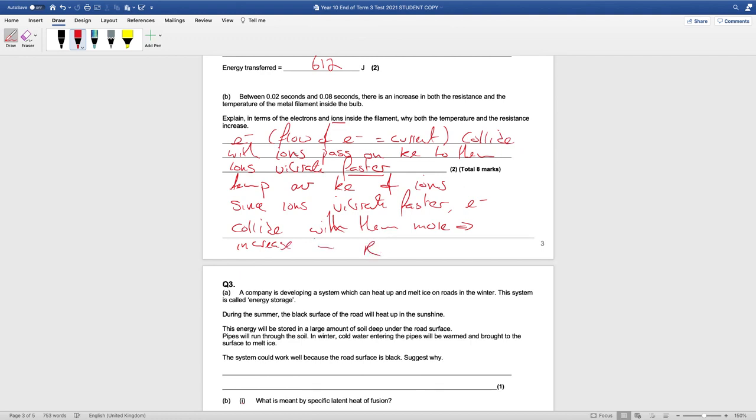Now, electrons collide with the ions, passing on kinetic energy. 1 mark. Ions vibrate faster. 1 mark. Temperature is a measure of the average kinetic energy of the ions. 1 mark. Since the ions vibrate faster, the electrons collide with them more, which gives you an increase in resistance. So there are 4 possible marking points here. You need 2 of them. You need 1 of them on resistance because you're asked to explain both, and 1 of them on the rise in temperature. So you're going to have this bit plus 1 of these 3.